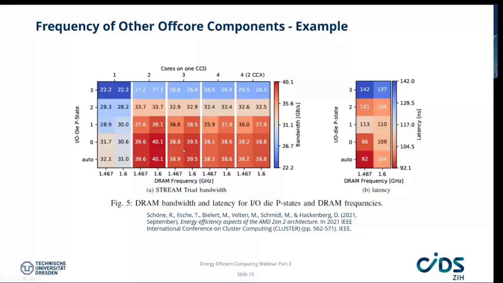If you look here at the DRAM frequency, here we have an I/O die P state versus DRAM frequency, and now we look at the latency, at the memory latency. And here we see that the memory latency can be lower for a lower DRAM frequency, and that is significant.